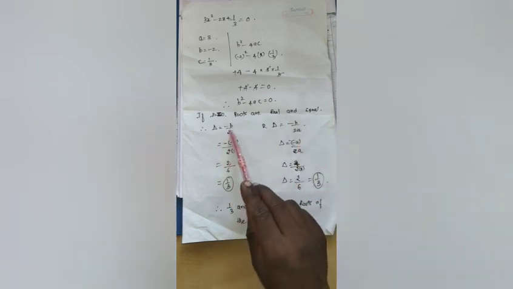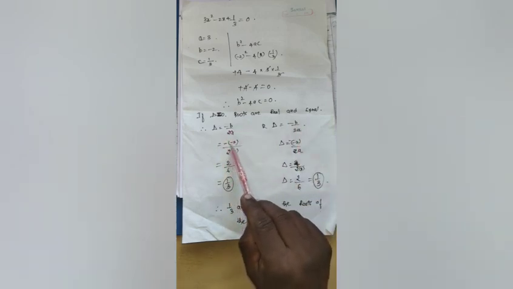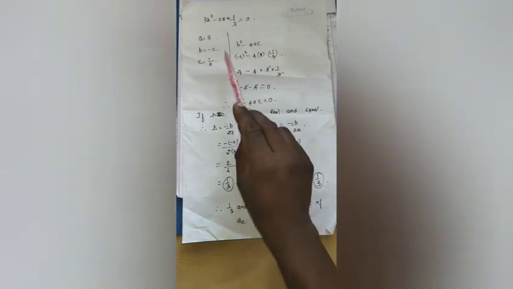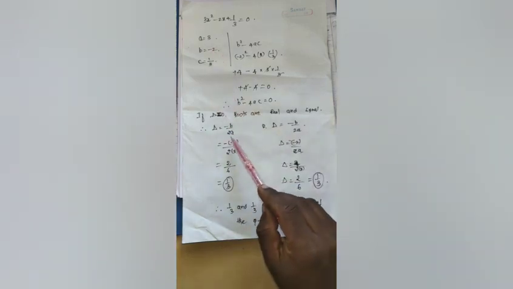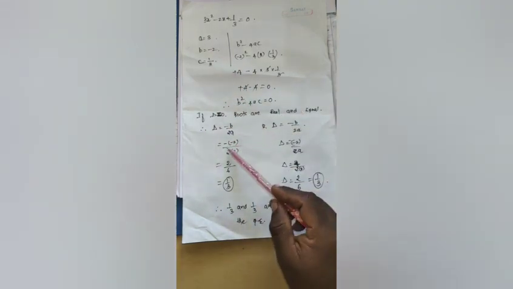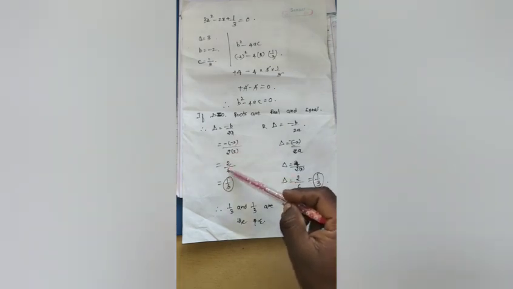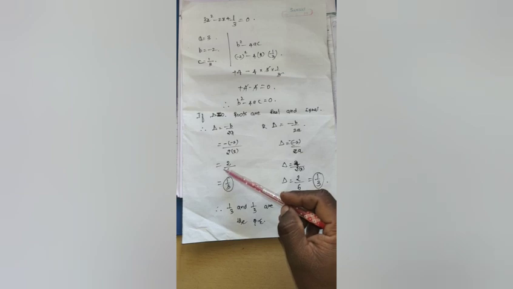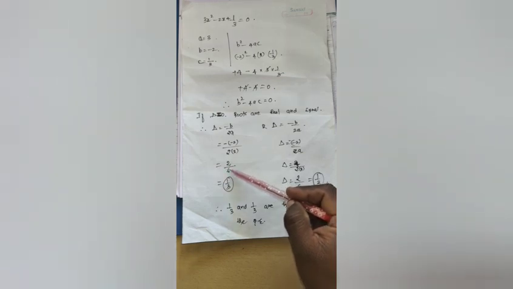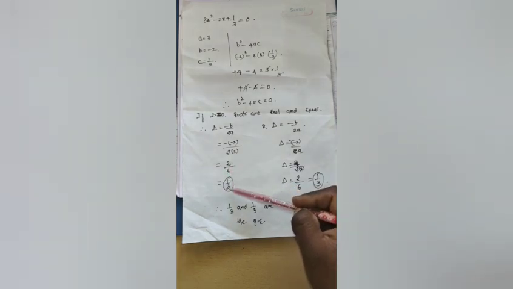So x is equal to minus b by 2a. We can substitute b as minus 2, and 2 into a is 3, so minus into minus is plus, 2 ones are 2, then 2 threes are 6. After simplification, after division, we get 2 ones are 2, 2 threes are 6. So that is 1 by 3.